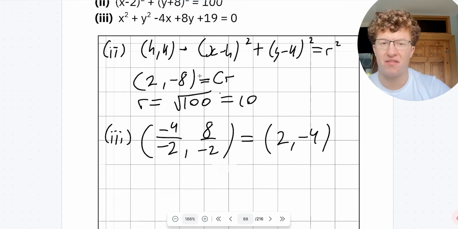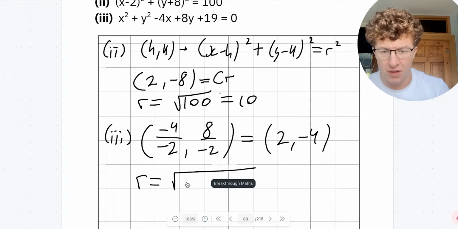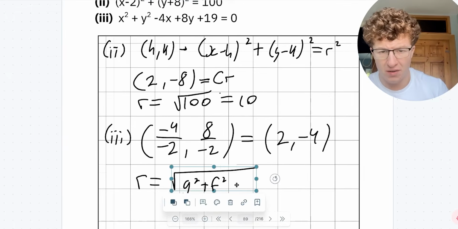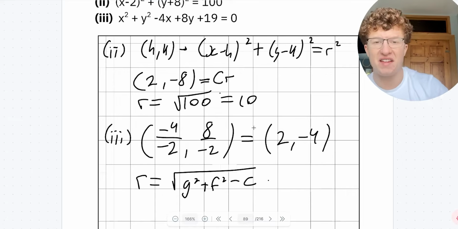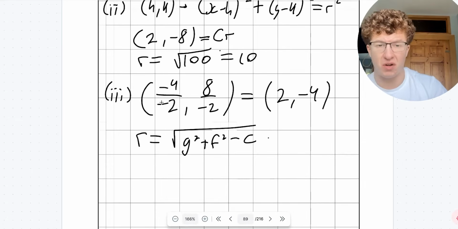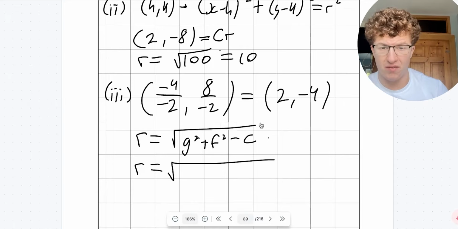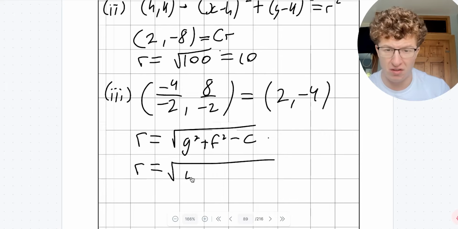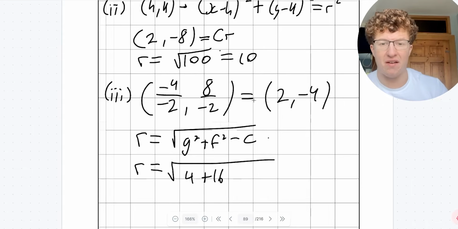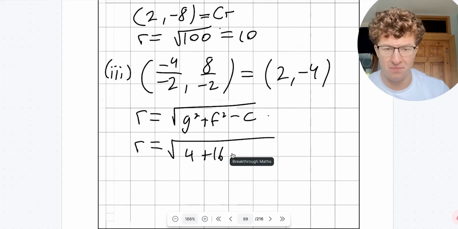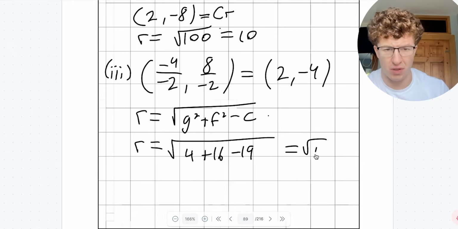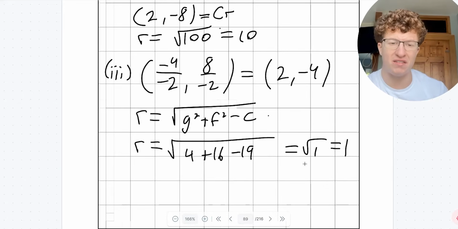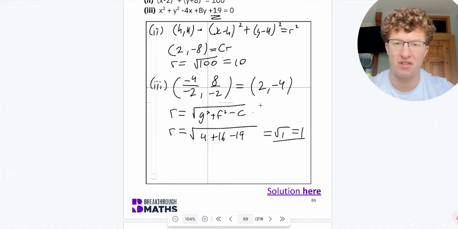Now to get the radius of the third question, we have to remember that r is equal to the square root of g squared plus f squared minus c. And c is this last number here. It's going to be 19. So r is going to be the square root of g, which is the center coordinate, is going to be, well, technically it's minus 2, but minus 2 squared is just going to give us 4. Then we have f squared, which is going to give us 16. And then we're going to have the minus c, which is minus 19. So that's going to give us just the square root of 1, which is 1. So this is a circle with radius 1 centered at 2, minus 4. And that's that question done.